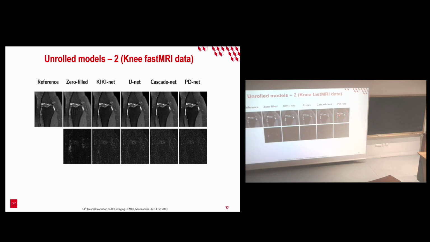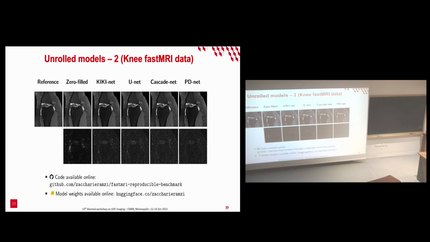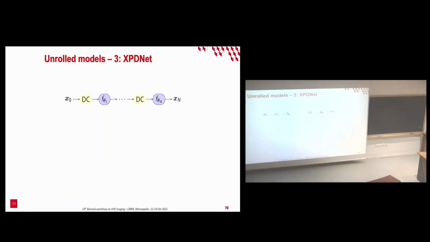It's maybe hard to visualize on this slide, but you see the residuals. Here it's flatter, with fewer residuals. The code is available for the sake of reproducibility, if you are interested, and we even uploaded the model weights and a Hugging Face interface that allows people to benchmark their own model against what was proposed at that time.